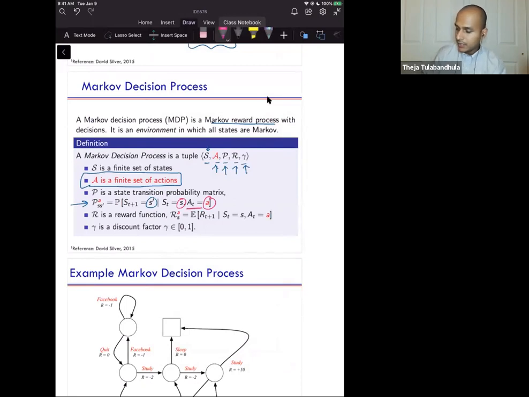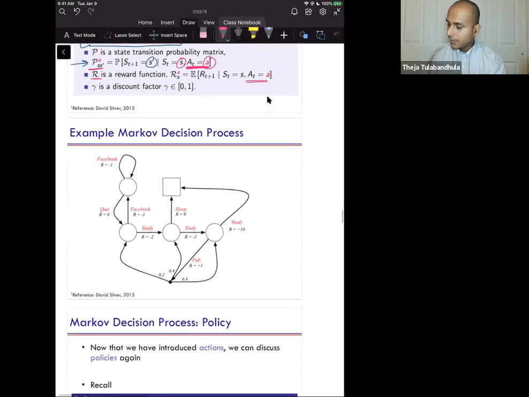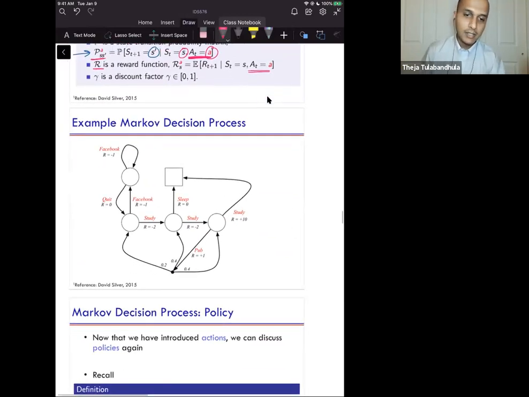This is represented by this compact notation, and this was exactly the same as the model definition we saw about half an hour ago, right? The additional part was this additional conditioning on A_t equal to A. Otherwise, it would be just the Markov reward process. Similarly, the reward function will also now be conditioned on A. Okay, conditioned on the action.